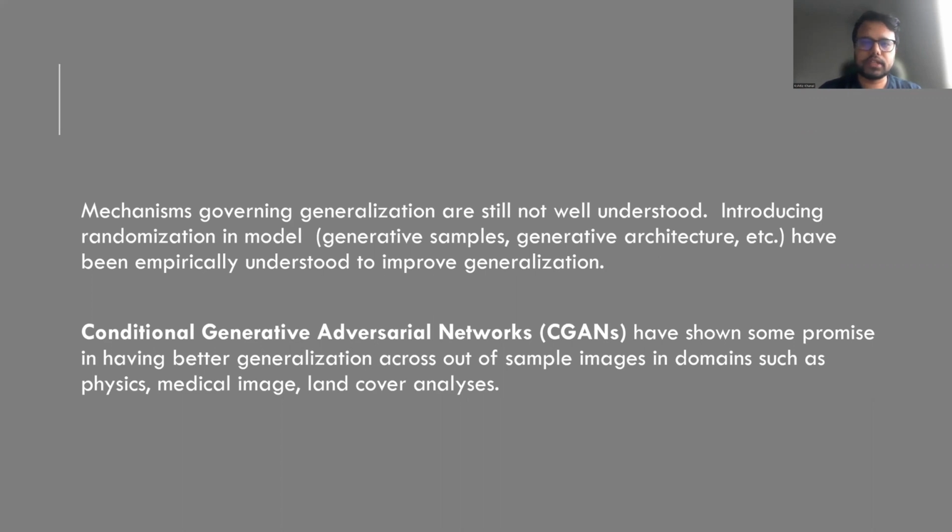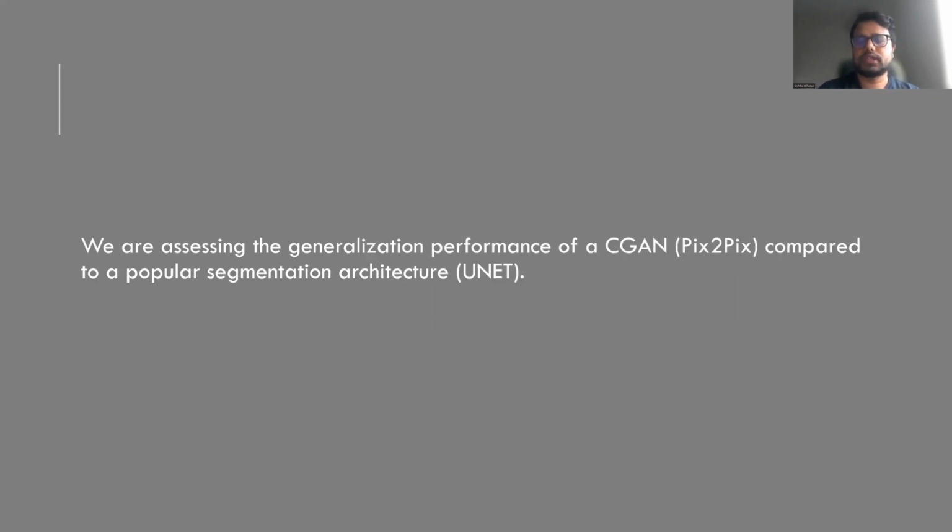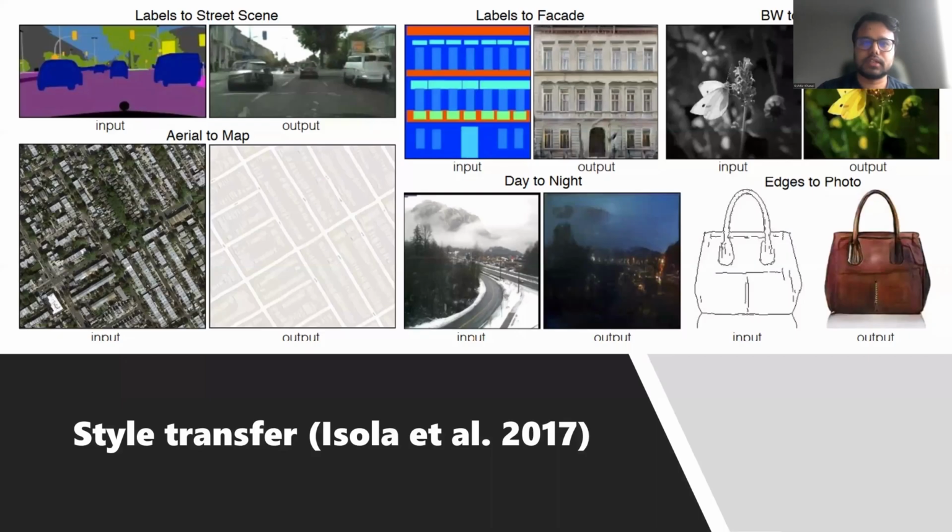It's an active area of research, but it's been empirically understood that having some amount of randomization in the model through generative samples, generative architecture will contribute to generalization. And recently, a class of models called conditional generative adversarial networks have shown some promise in having better generalization across out of sample images in different domains. So we are trying to assess the performance of a cGAN model called Pix2Pix for energy infrastructure applications.